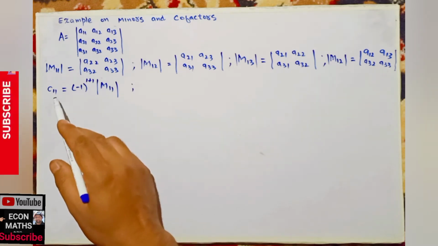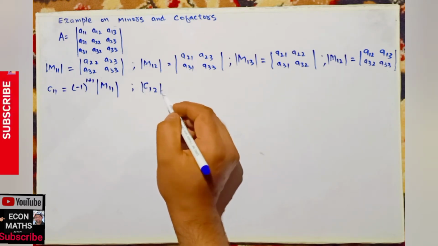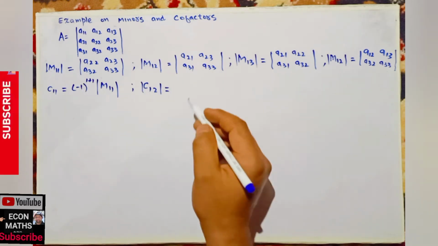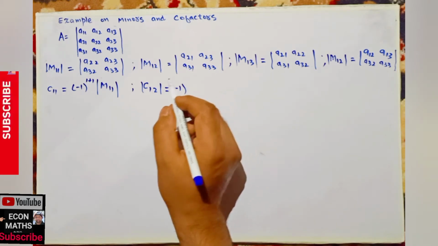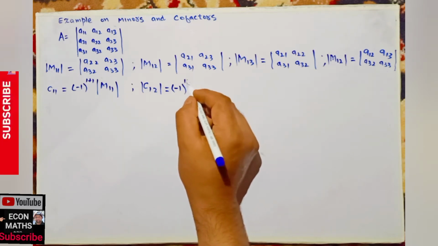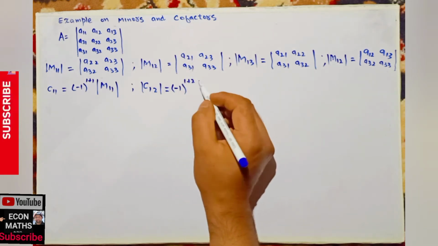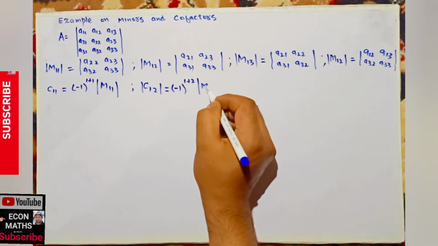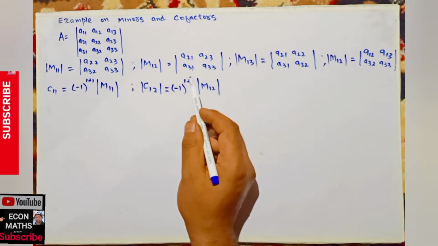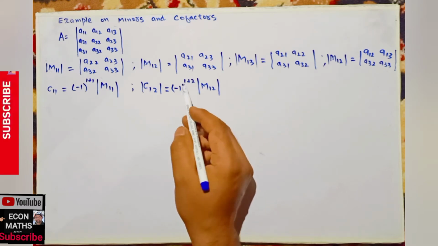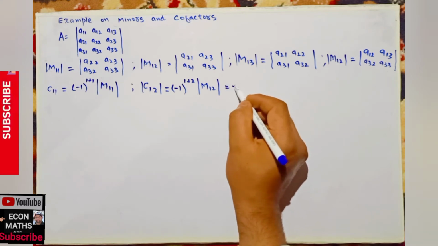Similarly, the second cofactor, this C12. The general formula is -1 raised to the power of the addition of the subscripts, that is 1 plus 2, multiplied by the second minor, which is M12. So -1 raised to the power 3 is -1. So here the second cofactor will be negative, that is equal to minus times M12.